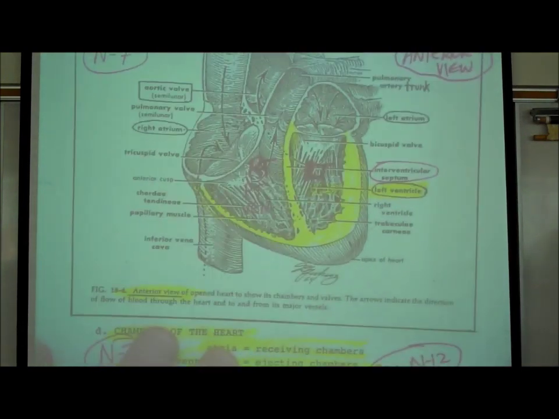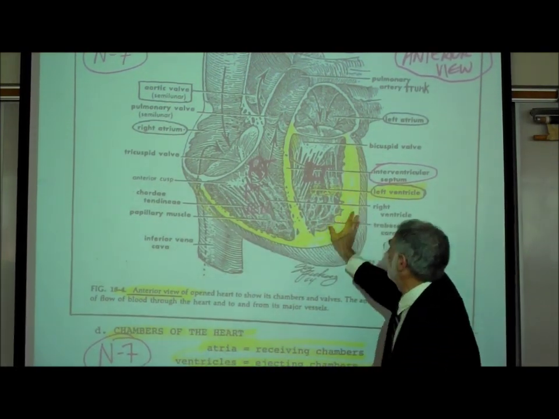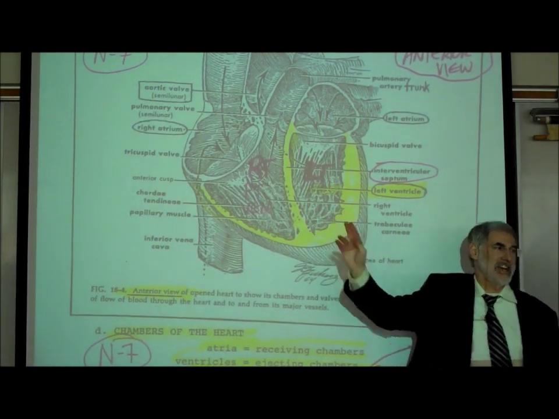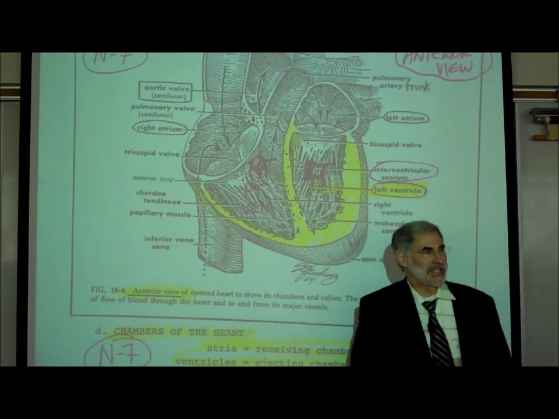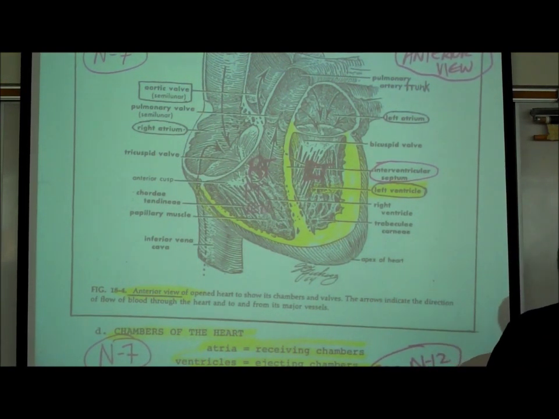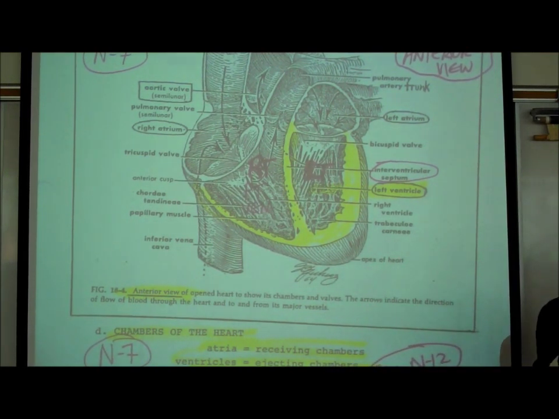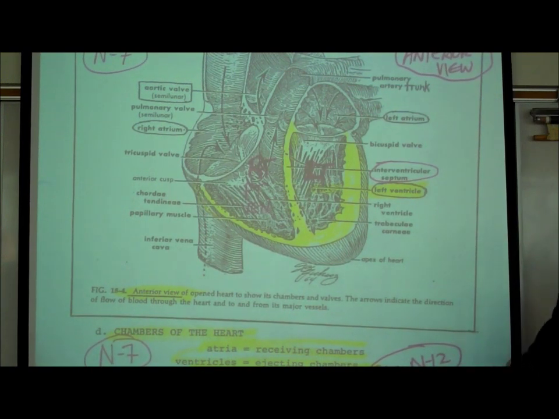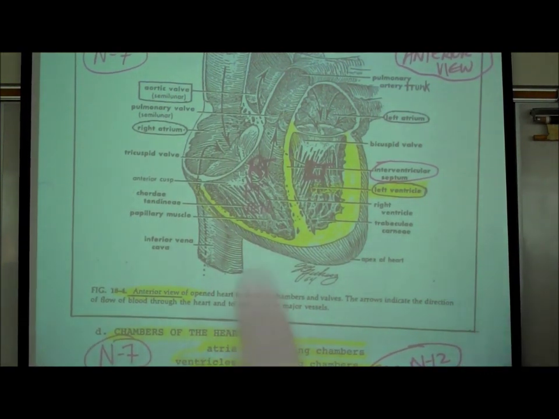Also, looking at the outer wall of the right ventricle and comparing it with the outer wall of the left ventricle, notice any difference in thickness? Which one's thicker? The left one by a lot. Why do you think that is? It works harder. Remember, when you make a muscle work harder, it hypertrophies. It becomes bigger, larger, and stronger. Since the left ventricle works 6 times harder than the right one, the outer wall of the left ventricle is bigger, thicker, and stronger.